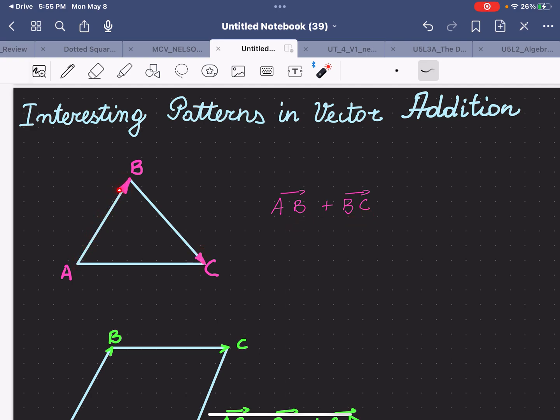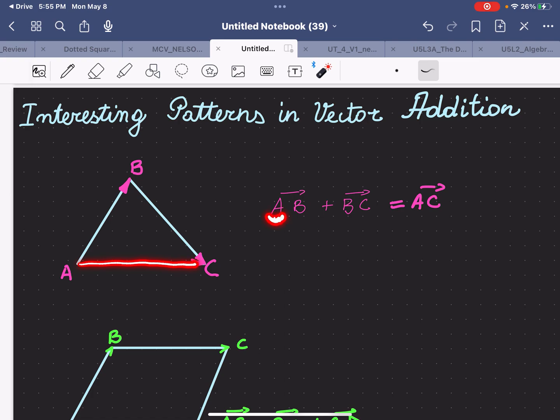As you can see, vectors AB and BC are placed head to tail, so we can easily use the triangle law of addition. We know that the sum of these two vectors will start at the tail of the first vector in the addition, so the tail of AB, right at A, and will end at the head of the second vector in the addition, so at the head of BC. In other words, that would be the vector AC.